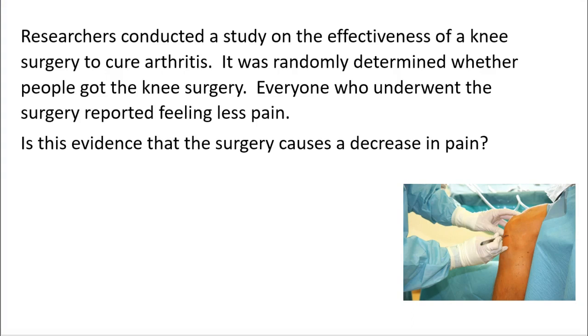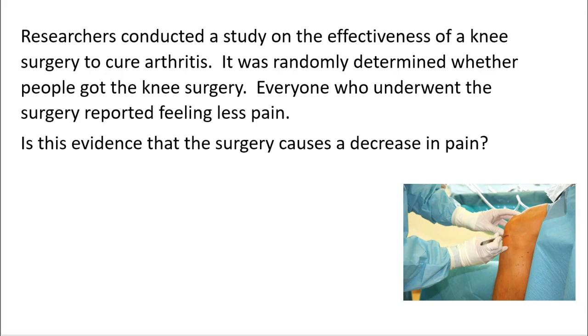Researchers conducted a study on the effectiveness of knee surgery to cure arthritis. Each patient was randomly assigned to have the knee surgically repaired or not. All the patients who had the knee surgically repaired reported feeling less pain. Is there evidence the surgery caused a decrease in the pain?